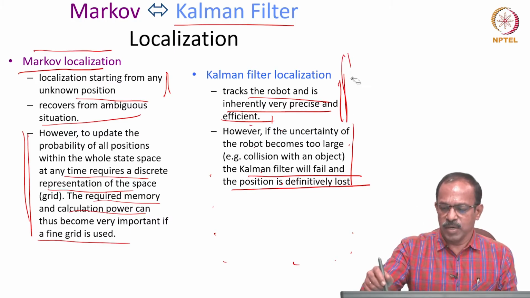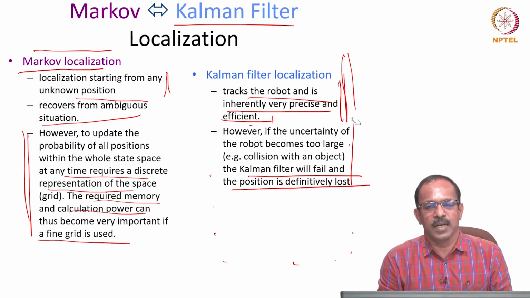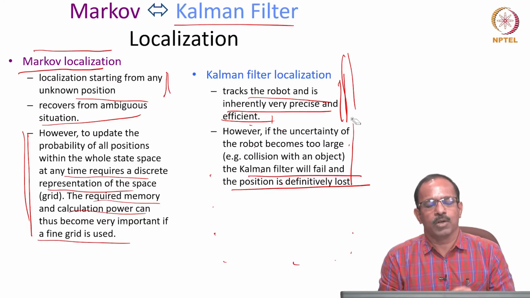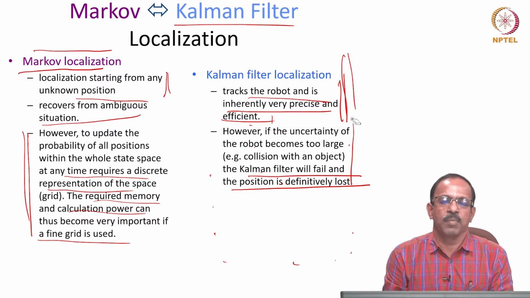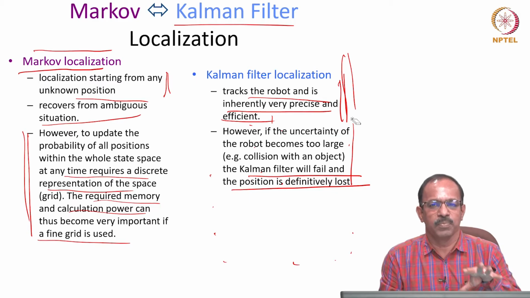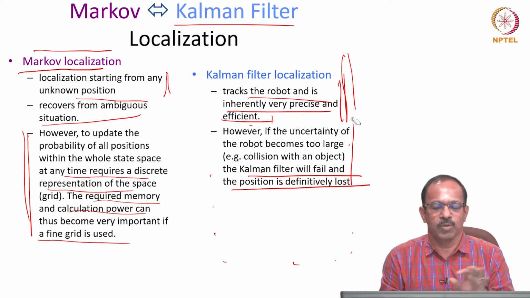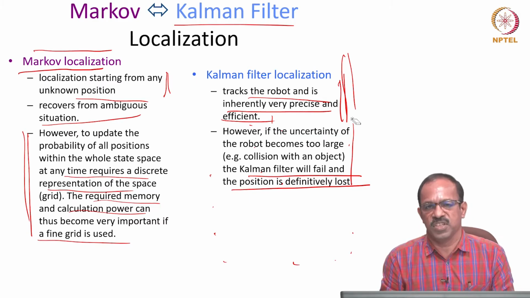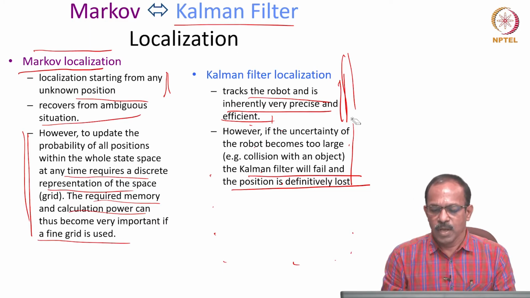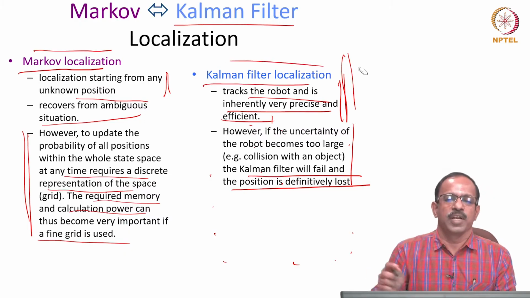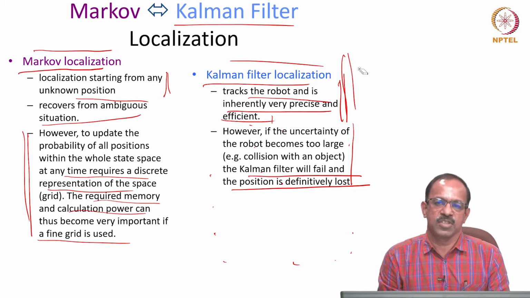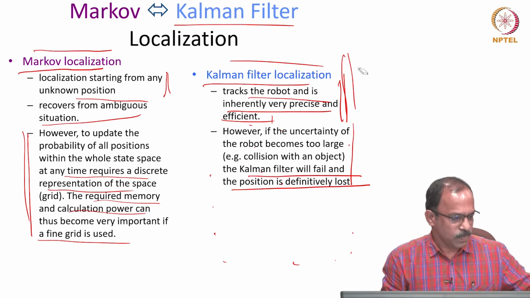So, this is very efficient, and a lot of practical implementations are there for Kalman filter localization. But Markov localization works for some applications where you do not have too fine a grid, and the computation power is sufficient to get the localization done. Then Markov is a good option, but Kalman filter is the most commonly used, and you will see a lot of literature on Kalman filter based localization.